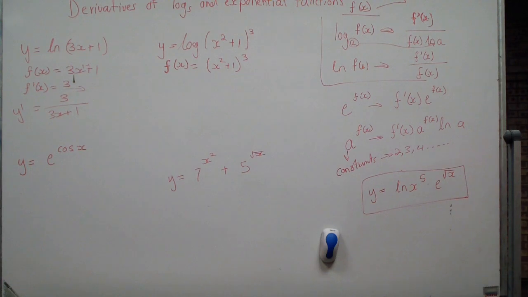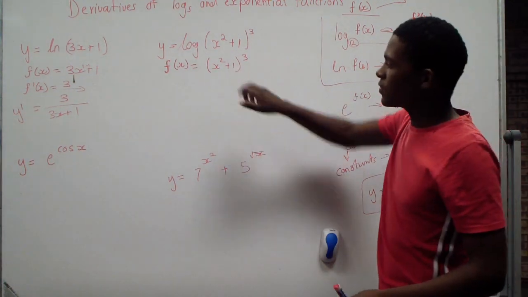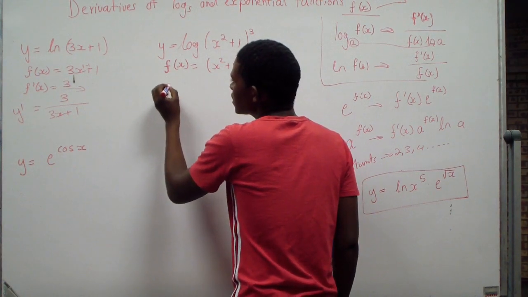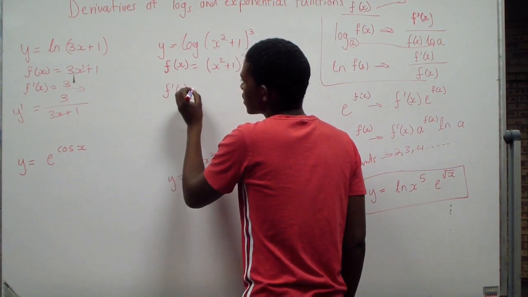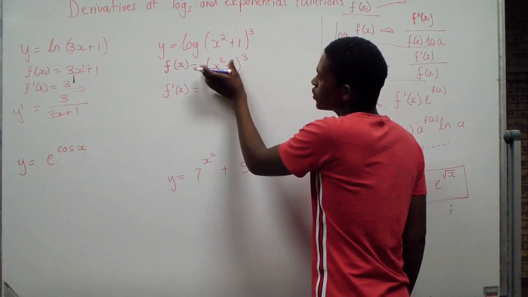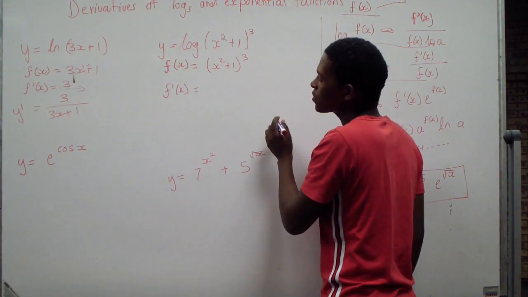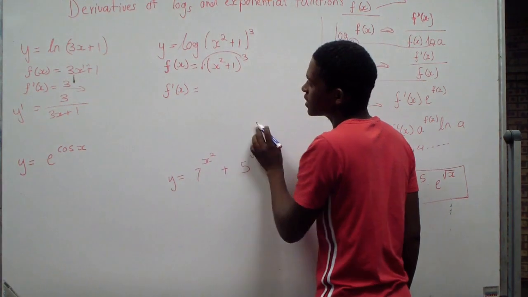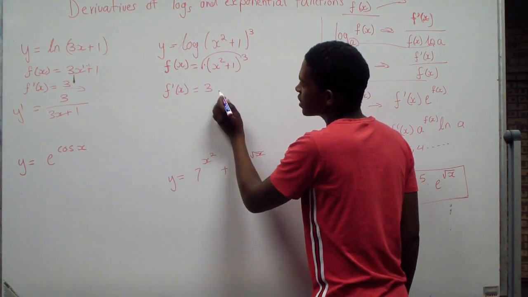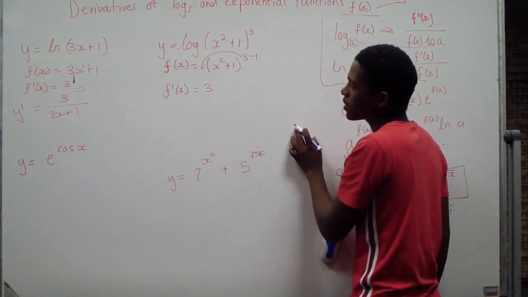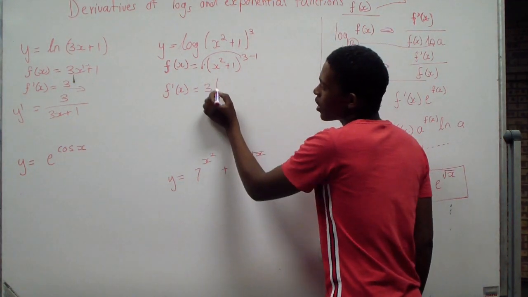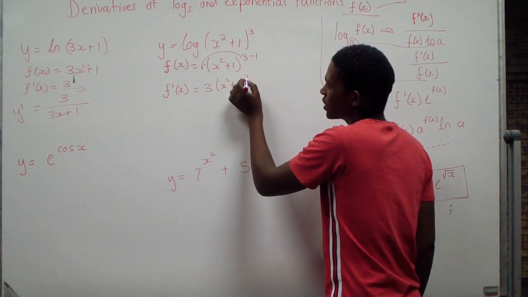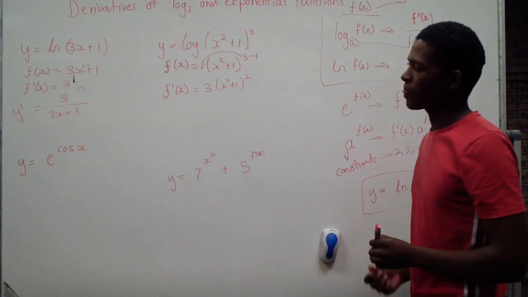What is the derivative of this? I'm going to derive this using the chain rule. So 3 multiplied by 1, I will have 3. Then I subtract 1 from my 3, so I will have x squared plus 1 to the power of 2.